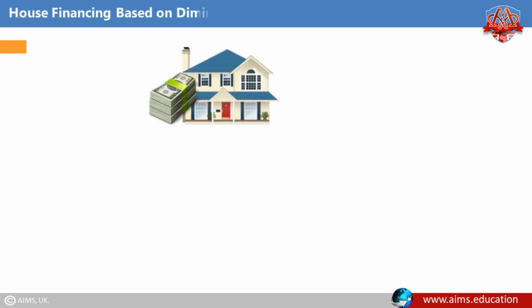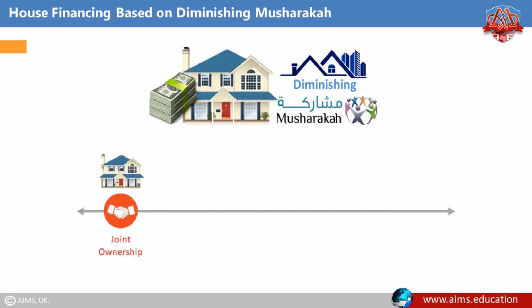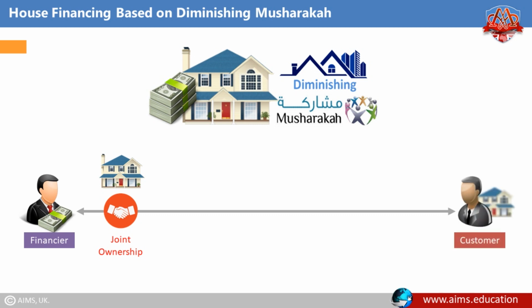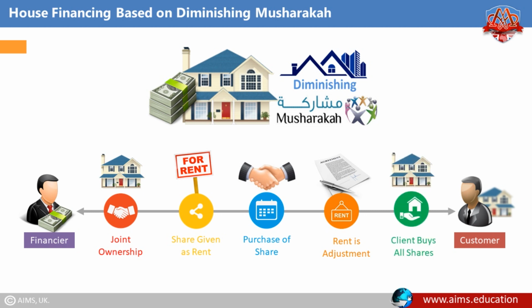House financing based on diminishing musharakah. This arrangement is composed of the following transactions. Joint ownership is created in the property between the financier and the customer. The financier gives his share to the client on rent. The client promises to purchase the financier's unit of share gradually as decided among the parties. Rent is adjusted according to the financier's share in the property. And finally, the client purchases all of the units of the financier.